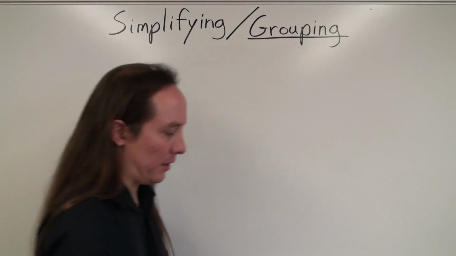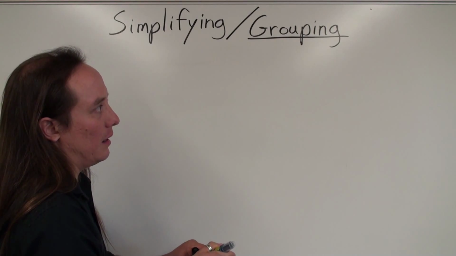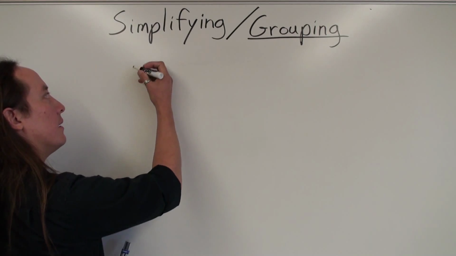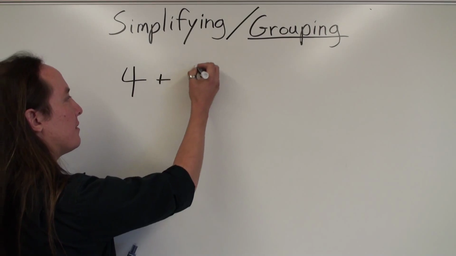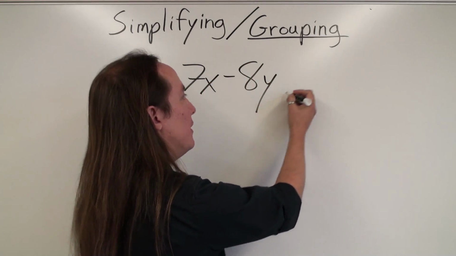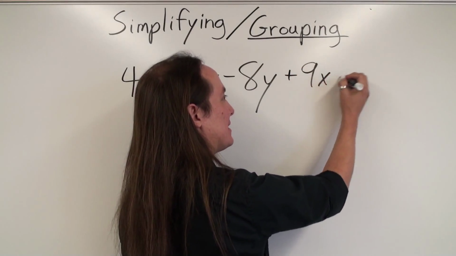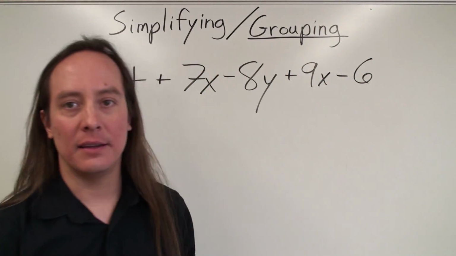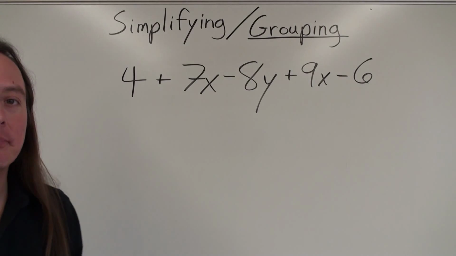So the first example we're going to do is this one. 4 plus 7x minus 8y plus 9x minus 6. Can you see all that? Yeah, it's all there. Okay.